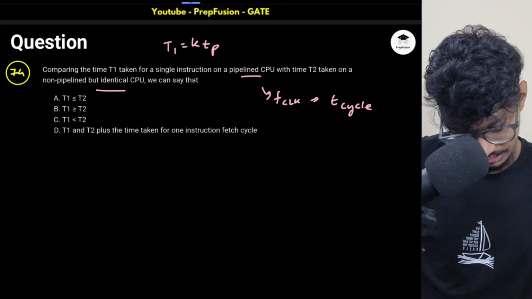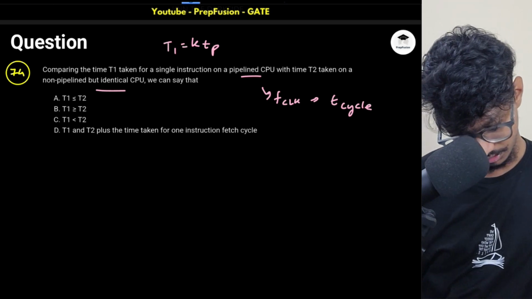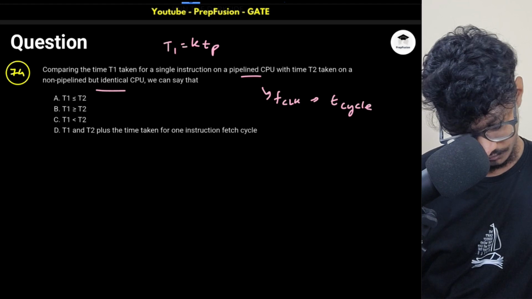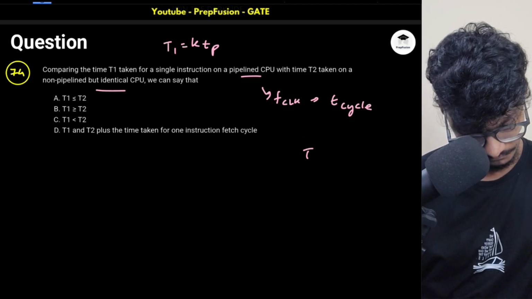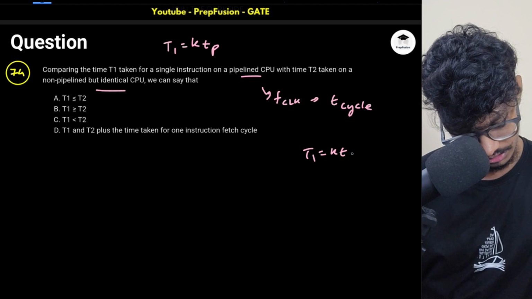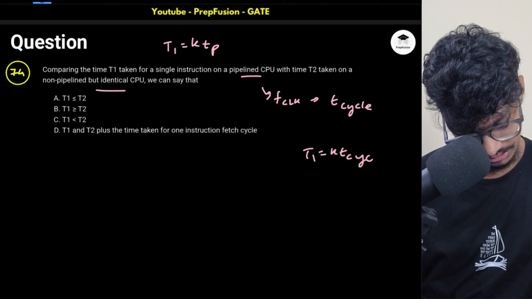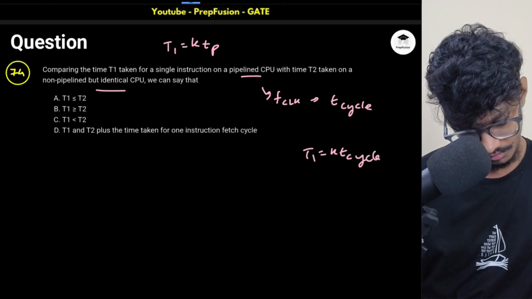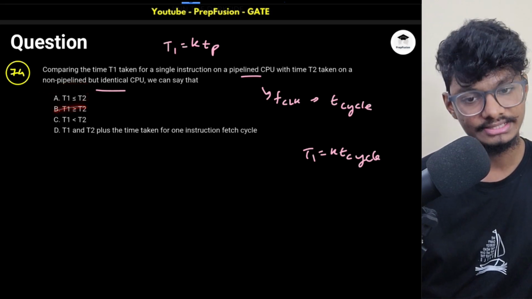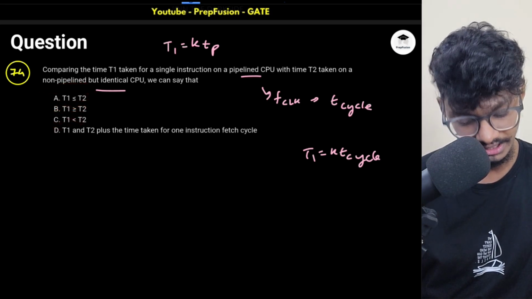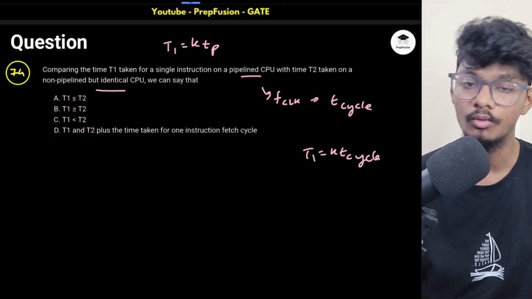Then what are they asking? T1 will become k times T cycle, actually. What can we say? T1 will be less than or equal to T2? T1 will be greater than or equal to T2? T1 will be less than? How can I say this?